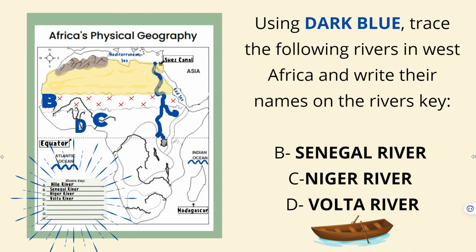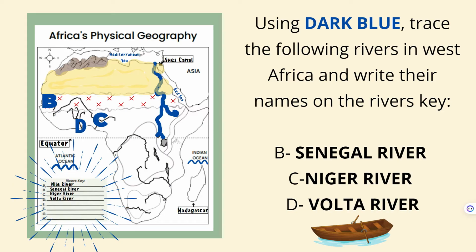We will now focus on West Africa. Using a dark blue pencil, we're going to trace 3 rivers. Each river is labeled with a letter. Take your dark blue pencil and find the letter B and trace over the Senegal River.